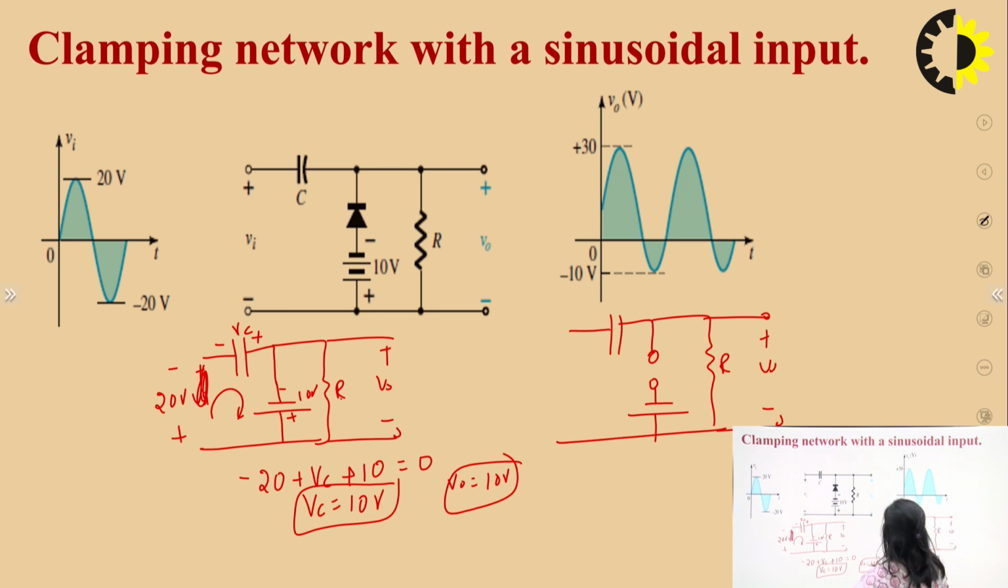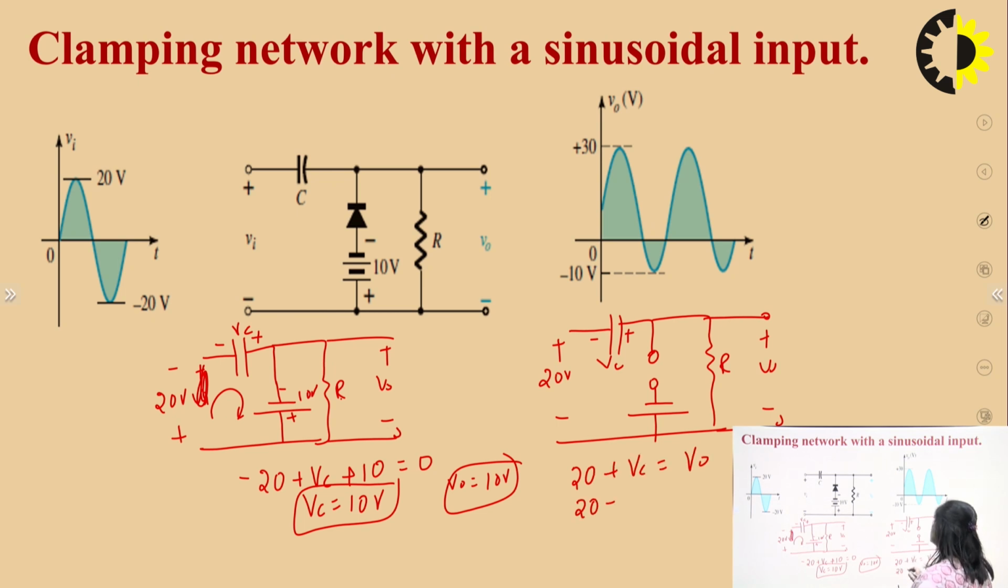Now the diode will be reverse biased in the positive half cycle, that is 20 volt plus minus. Okay, now we will apply KCL here. This is 20 volt, this is Vc, and this is V0. So 20 plus Vc, which is 10 volt, gives V0. So V0 would be equal to 30 volt. This is the output voltage that we have obtained.